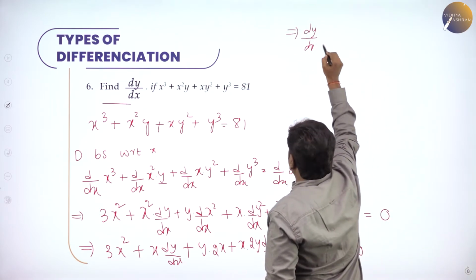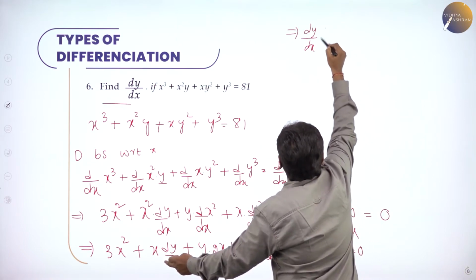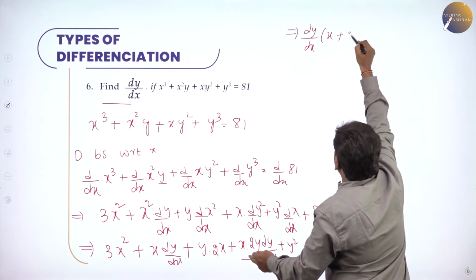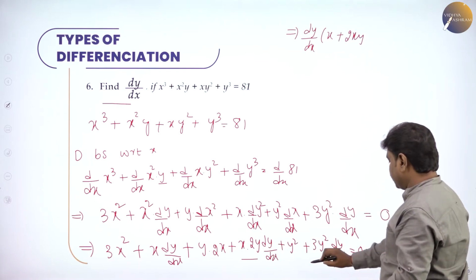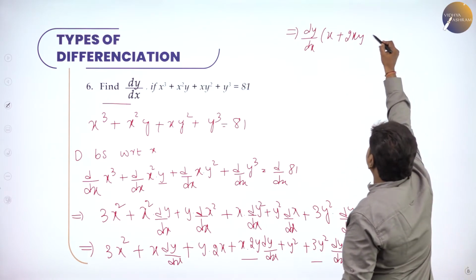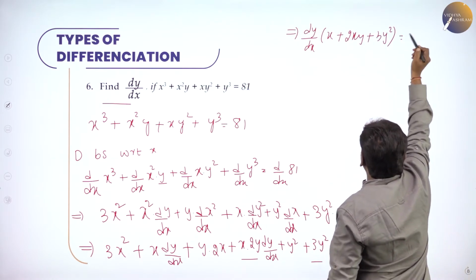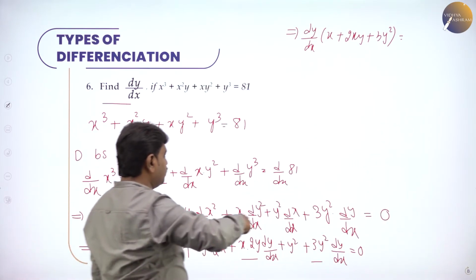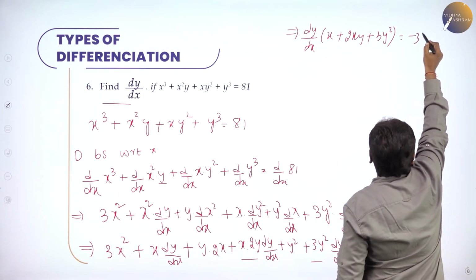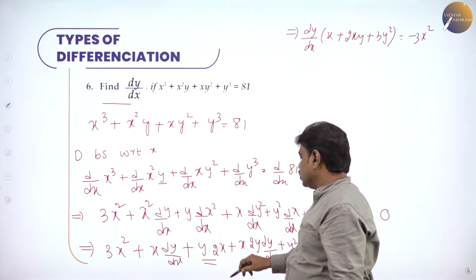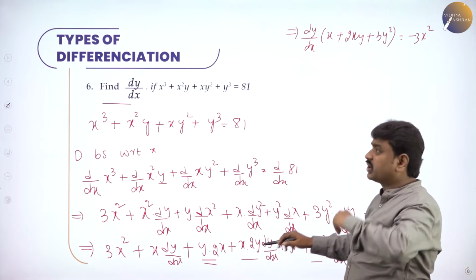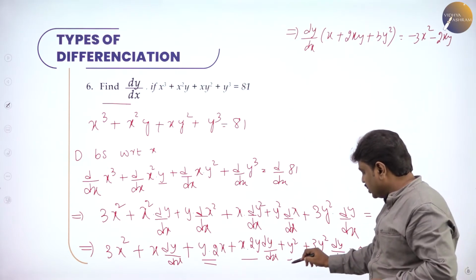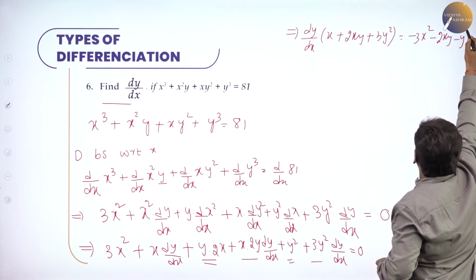If you take dy by dx common, here you have dy by dx, it will become x, and here you have dy by dx, it will become 2xy plus 2xy. Further we have dy by dx here, 3y square plus 3y square. So non dy by dx terms transfer to RHS. The first term 3x square transferred to RHS becomes minus 3x square, and y into 2x or 2xy, you transfer to RHS, it will become minus 2xy, and then y square you transfer that side, so it will become minus y square.